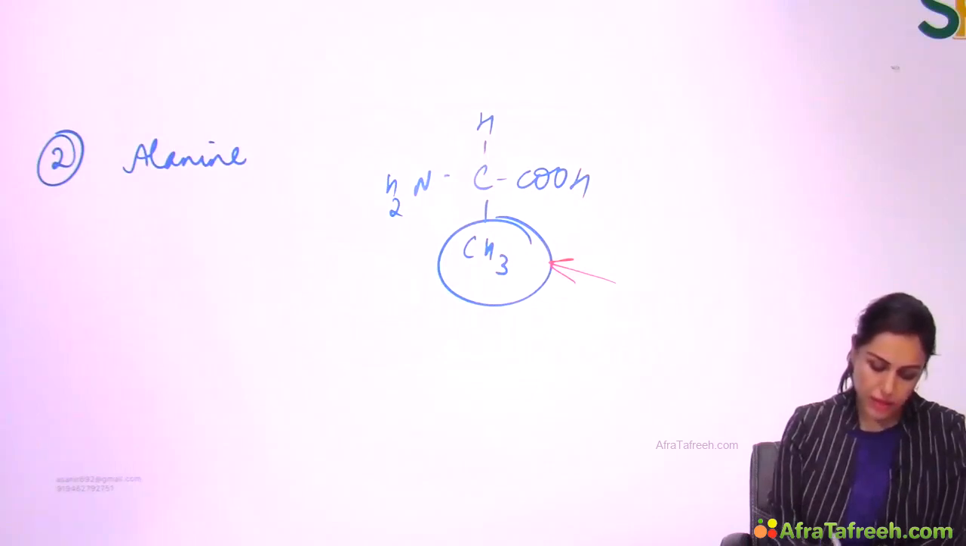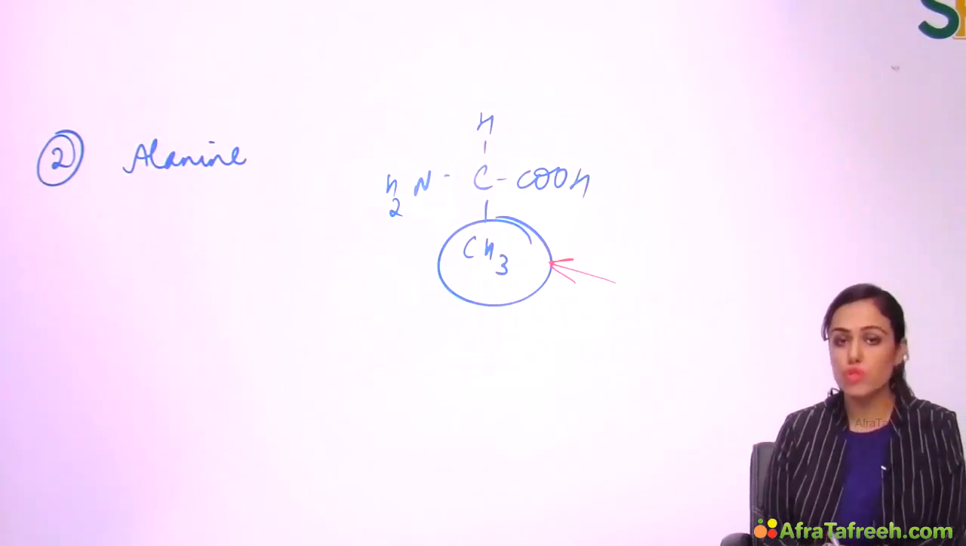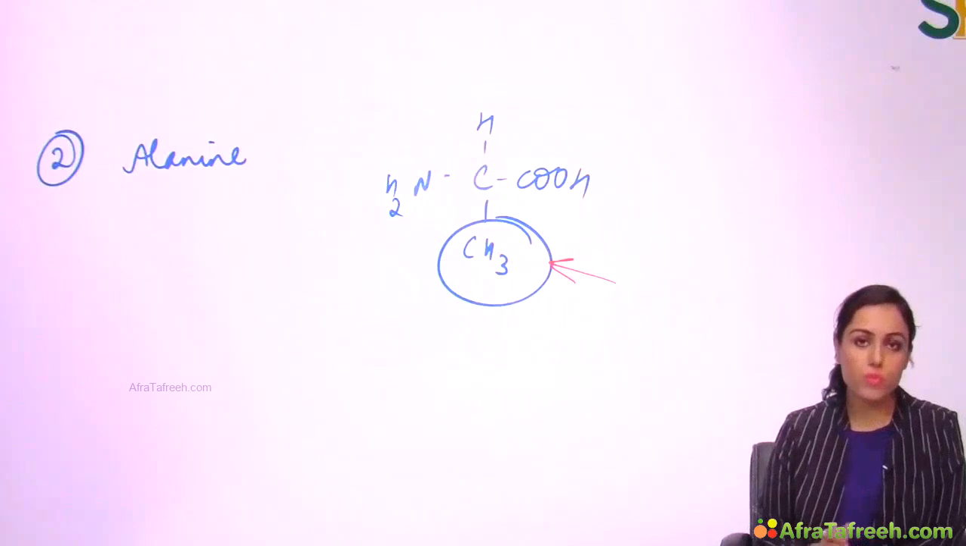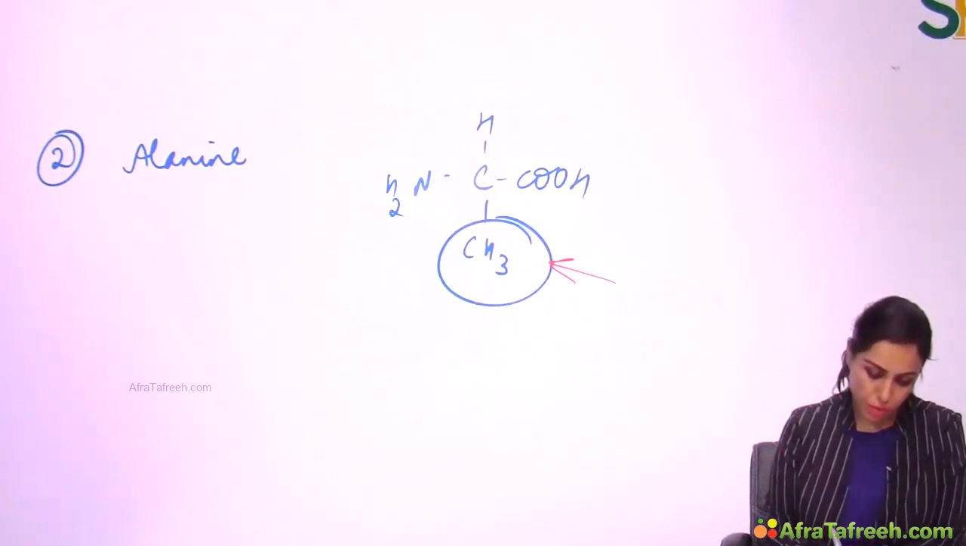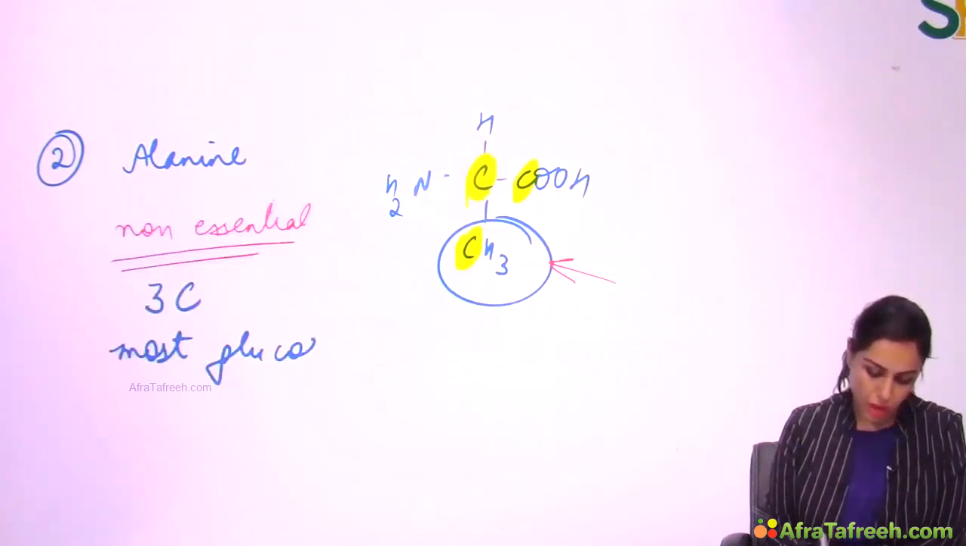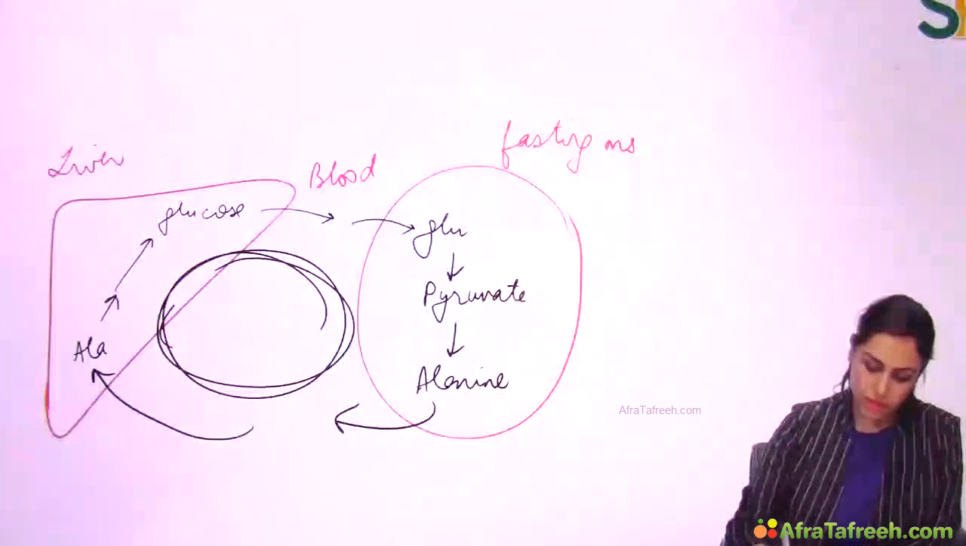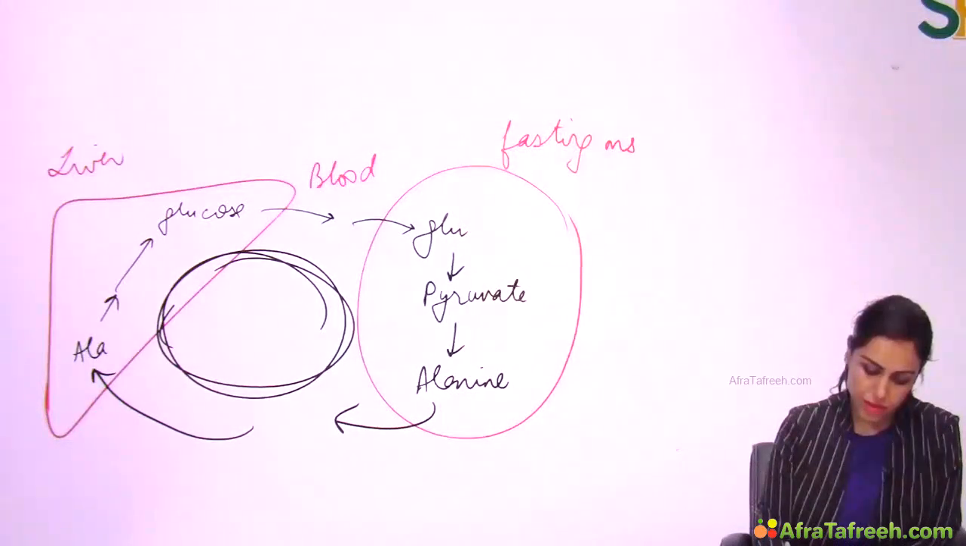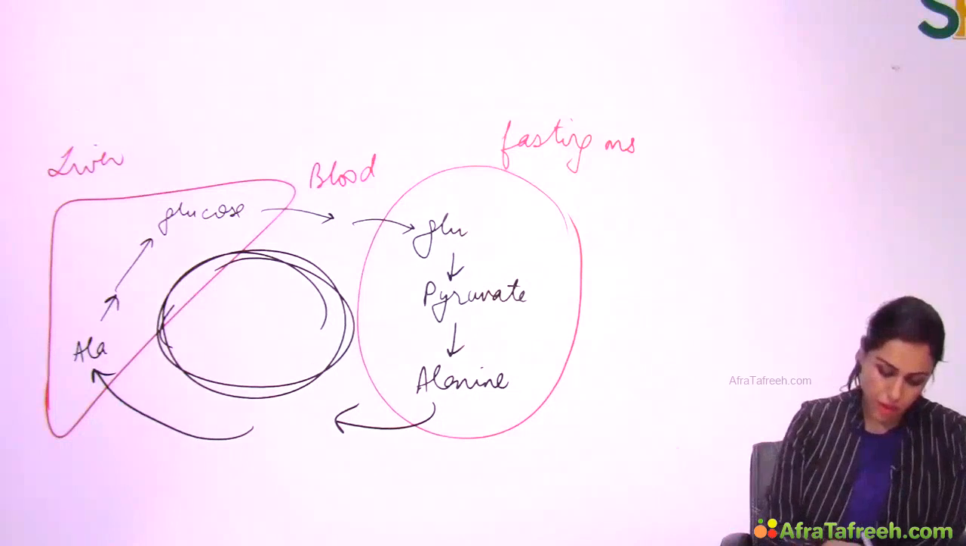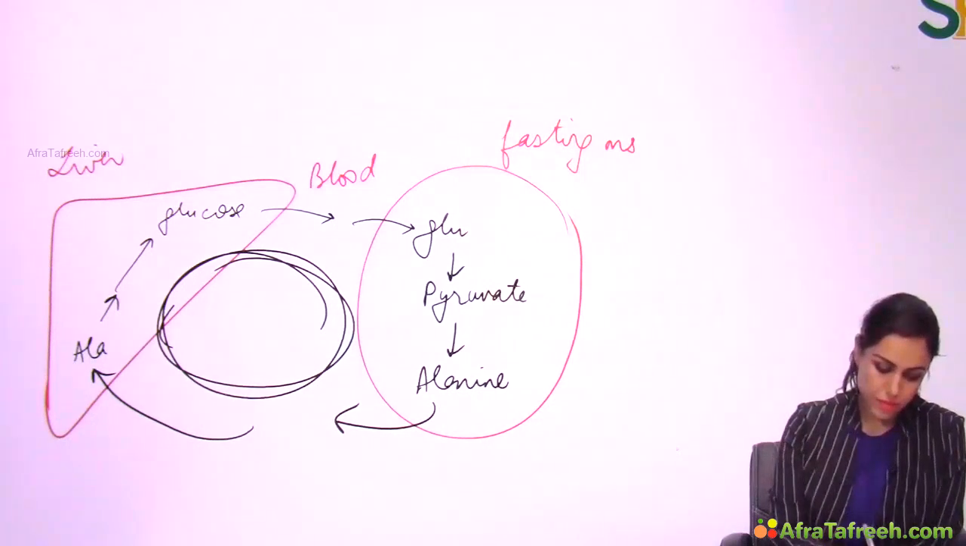And see here, alanine is a 3-carbon compound. Any 3-carbon compound is a good substrate for gluconeogenesis. Many amino acids can form glucose, but alanine is the most glucogenic amino acid, and also it is a 3-carbon amino acid. Now let's do the Cahill cycle or glucose alanine cycle. Let's say this is muscle and this is fasting muscle. This is the liver here, and in the center here I'm making blood.